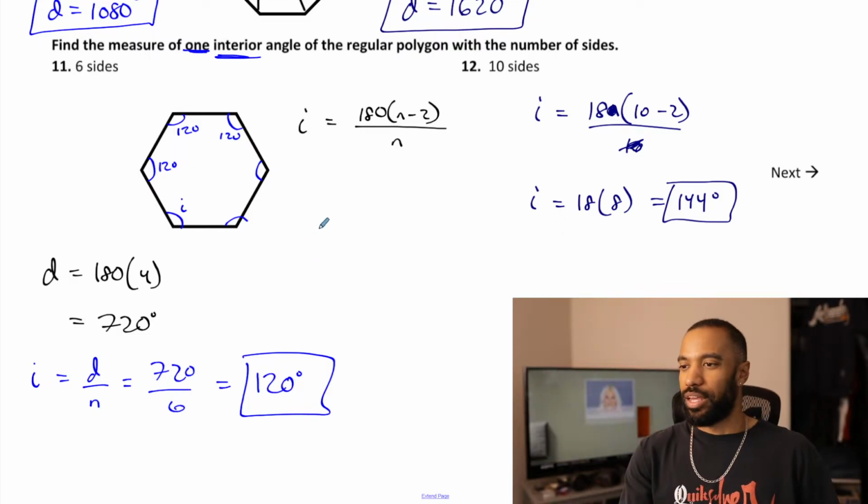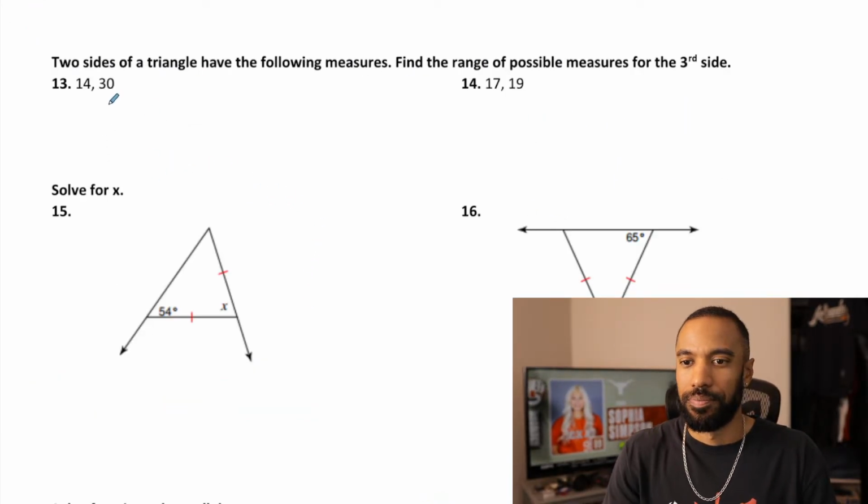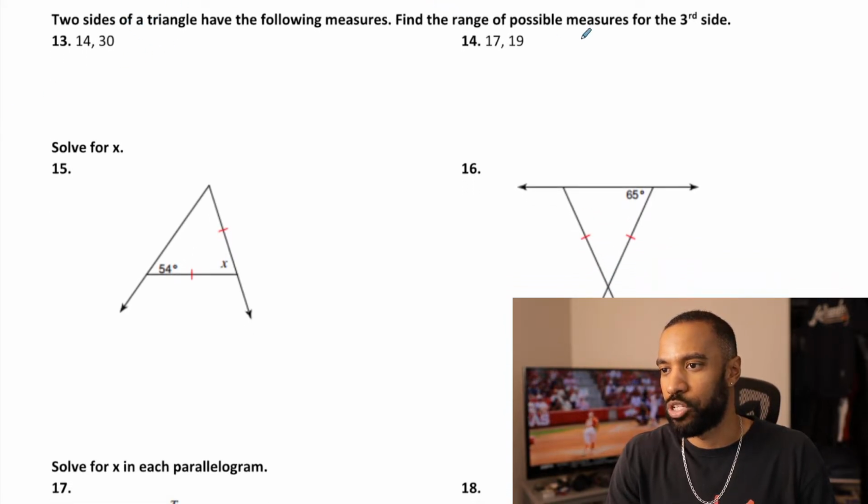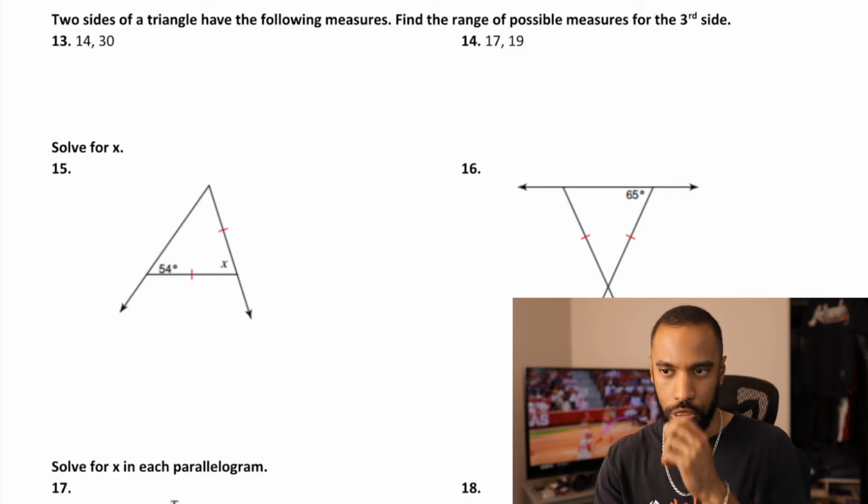Okay. And there's the answer for that one. Okay, new concepts. Two sides of a triangle have the following measures. Find the range of possible measures for the third side.